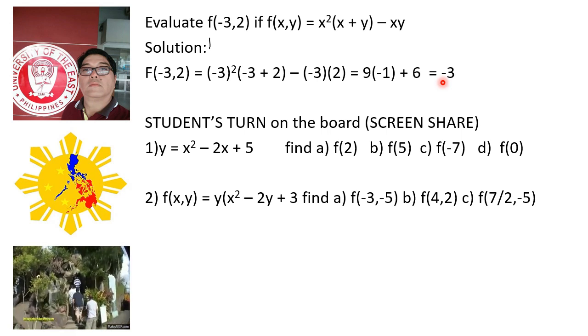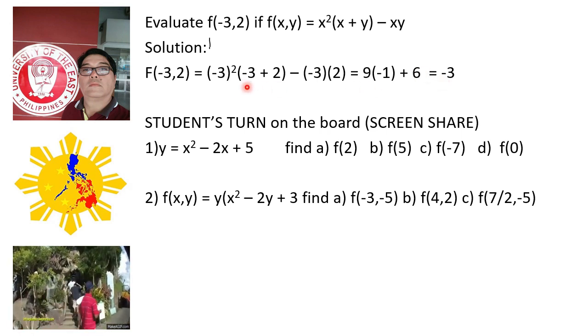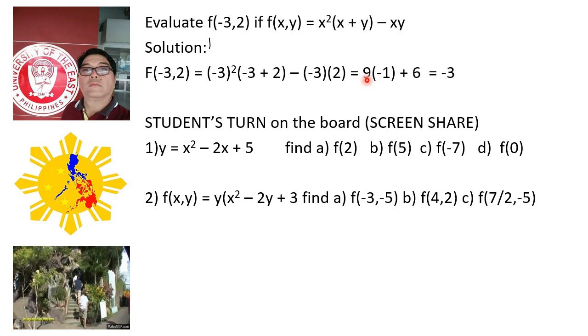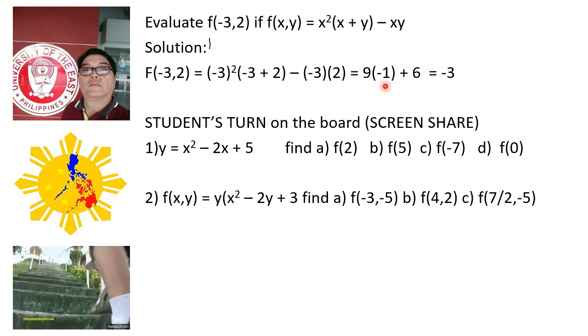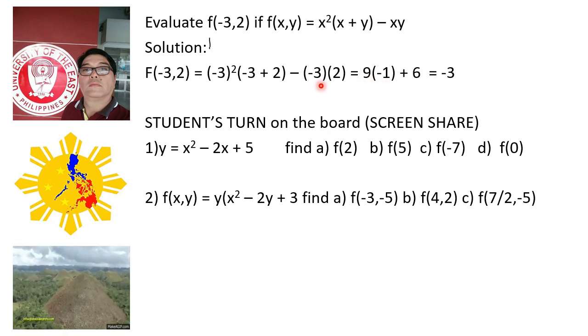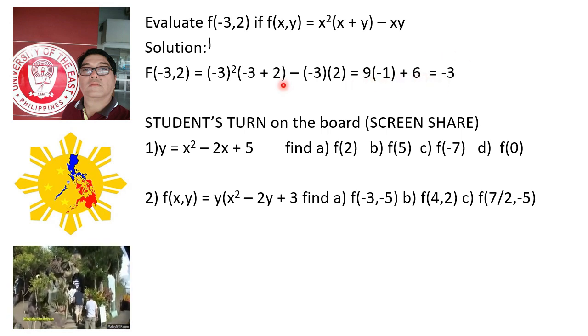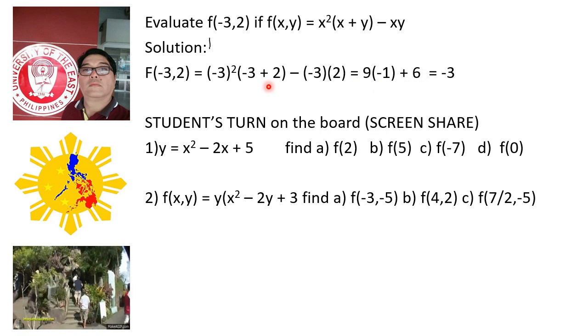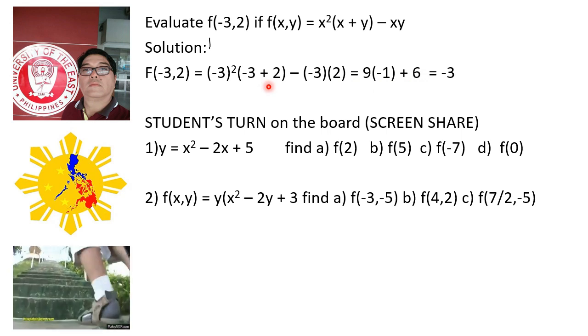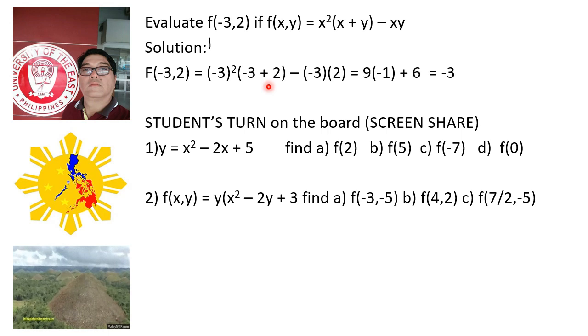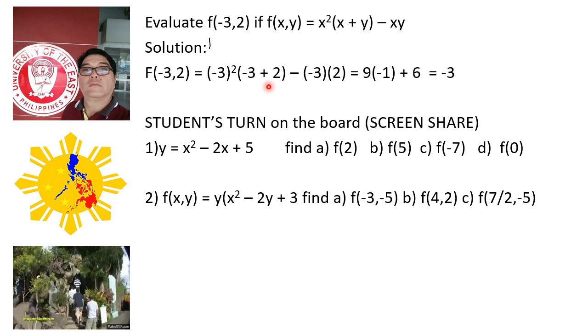So let us double check the signs. This is positive, this is negative, tama. And this one is positive, so negative 9 plus 6, negative 3. O yan. May ilan na rin po tayong naibigay ng mga halimbawa. Ang pinakamagandang paraan para matuto po ang isang mag-aaral ay hands-on.